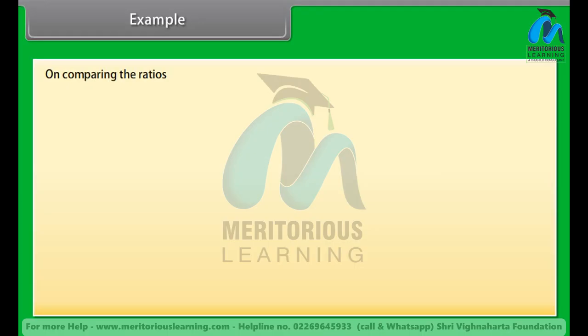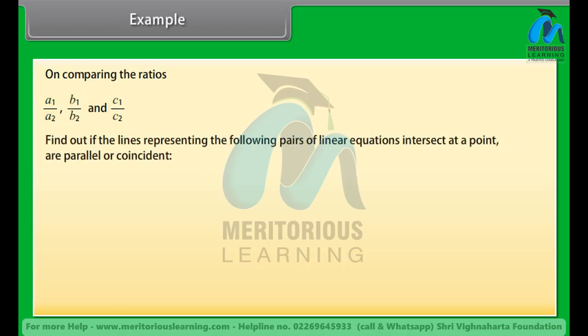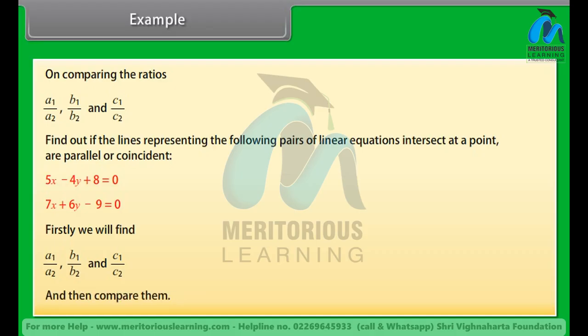Example. On comparing the ratios a1 upon a2, b1 upon b2 and c1 upon c2, find out if the lines representing the following pairs of linear equations intersect at a point, are parallel or coincident. 5x minus 4y plus 8 equals 0, 7x plus 6y minus 9 equals 0. Firstly, we will find a1 upon a2, b1 upon b2 and c1 upon c2 and then compare them.